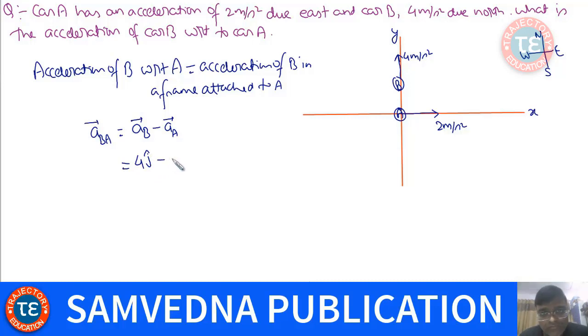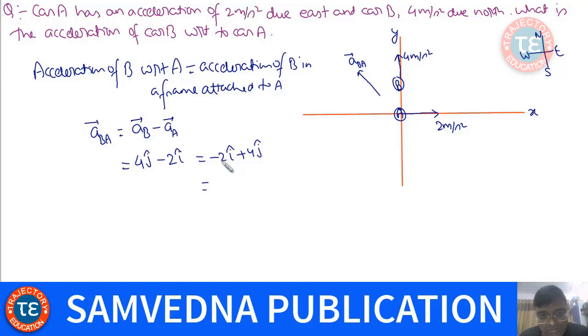4j minus 2i cap. Alright, 4j minus 2i cap. That's the acceleration, which is converted as minus 2i cap plus 4j cap. So what is this direction? Negative on x side and positive on y side. So it will be moving in this direction. That will be the direction of relative acceleration. Acceleration of B with respect to A will be in this direction.